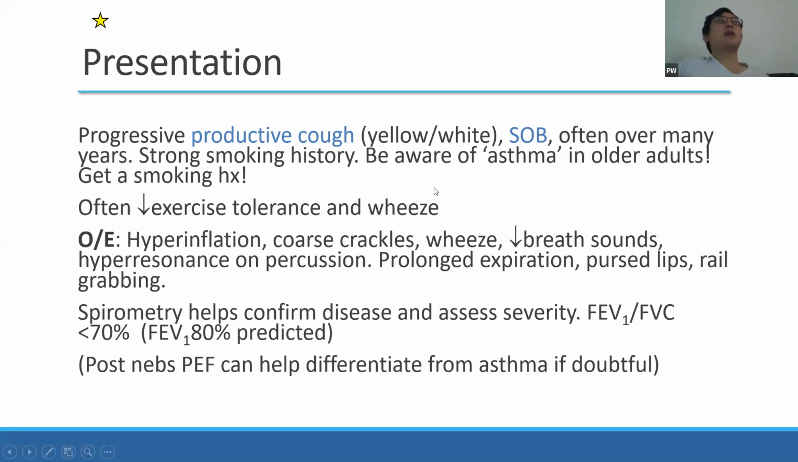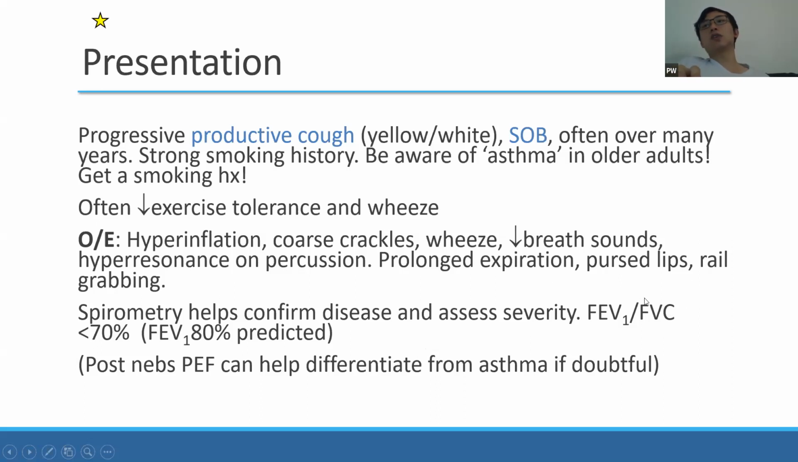And they might be grabbing their rail and they might be tripoding, which is a position where people lean forward and take deep breaths in and out, which is pretty much the most optimal position for them to open their lungs up. So spirometry can help confirm the disease. You can assess their severity.